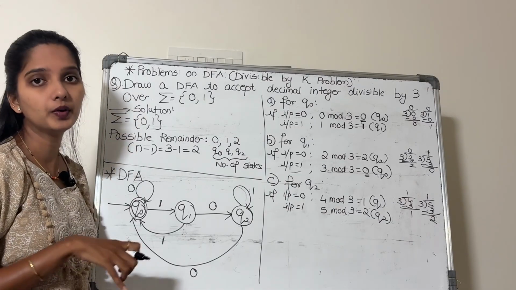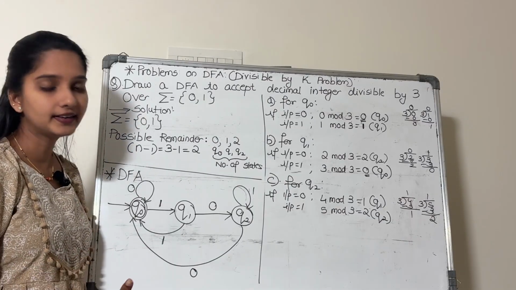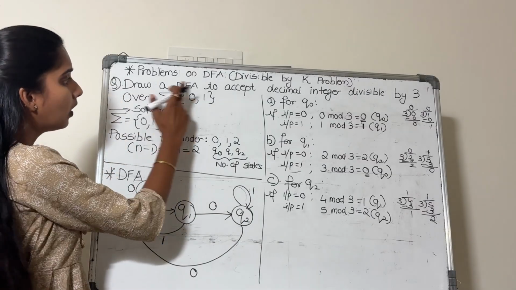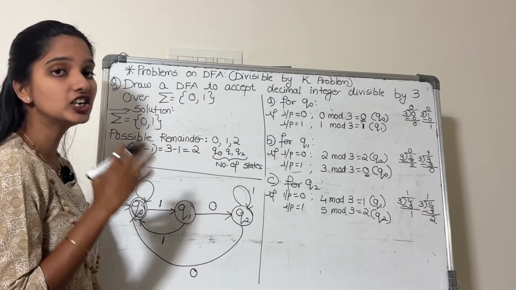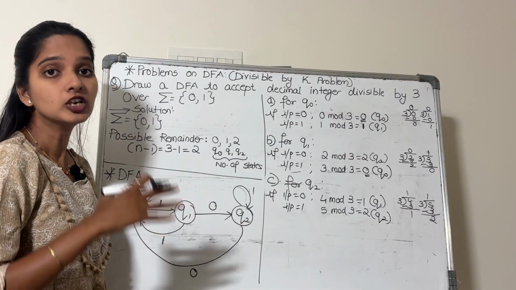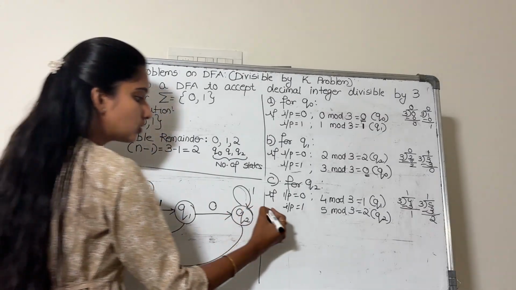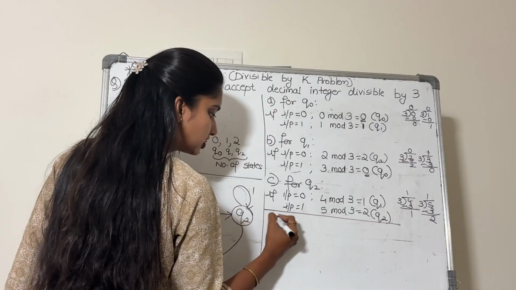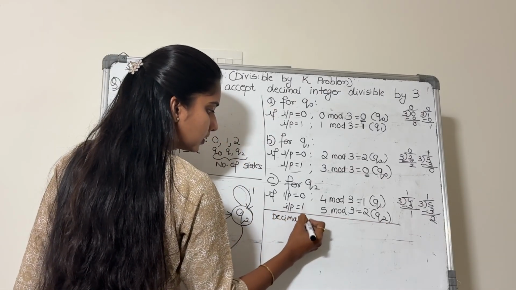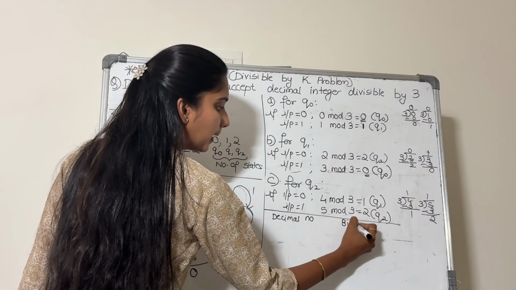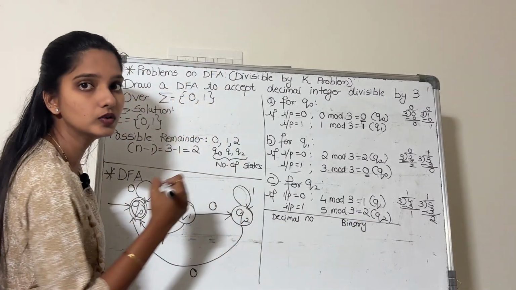Okay, the point over here is how to validate that this DFA is correct. So what is the question asked? Draw a DFA to accept decimal integers divisible by 3. So which are the decimal integers which are divisible by 3? Let's check the decimal numbers which are divisible by 3.